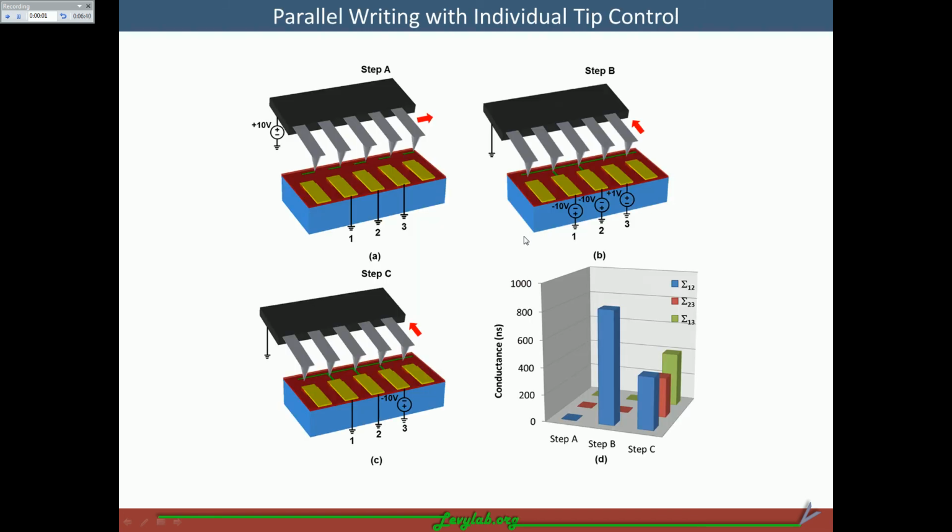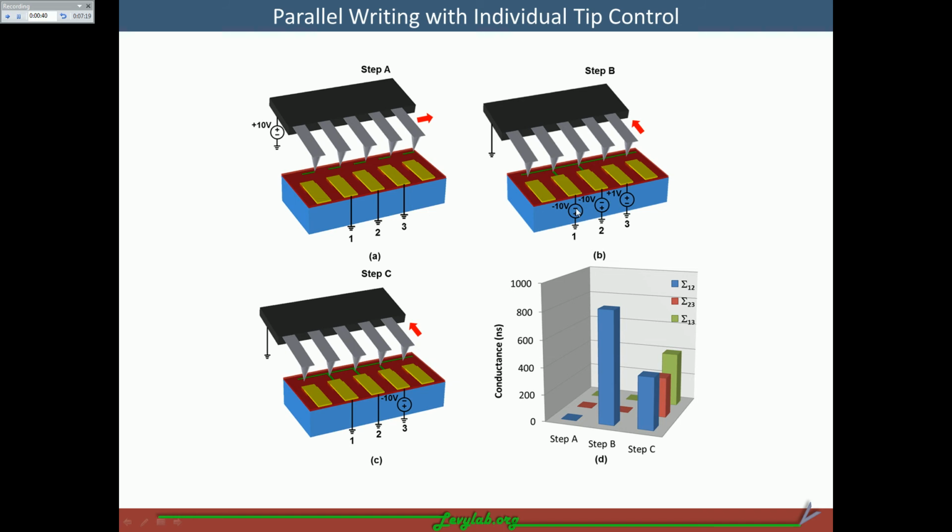Okay, and finally we combine the parallel writing with individual electrostatic control. In this experiment, we first bias this probe array to write an isolated wire here, and then we apply different voltages to the electrodes on the surface, with the probe array grounded.